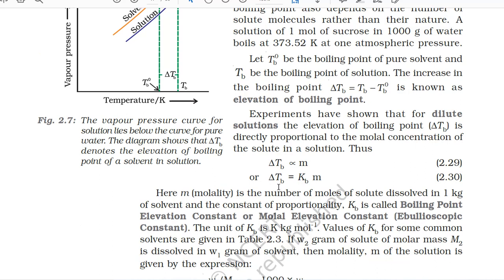Experiments have shown that for dilute solutions, the elevation of boiling point, ΔTb, is directly proportional to the molal concentration of the solute in a solution. Thus, ΔTb is directly proportional to m, or ΔTb = Kb m. Here m is molality, the number of moles of solute dissolved in 1 kg of solvent, and the constant of proportionality, Kb, is called boiling point elevation constant or molal elevation constant (ebullioscopic constant).